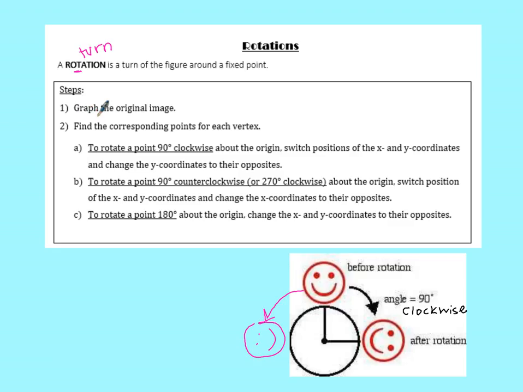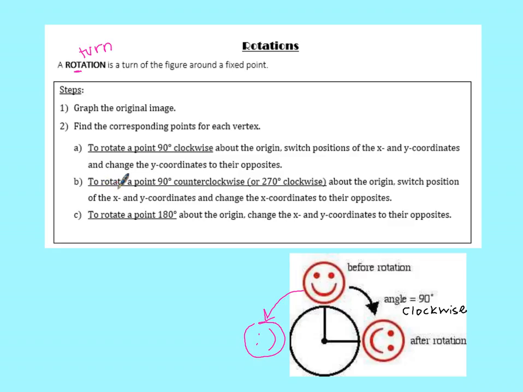So in order to actually do a rotation, first thing you want to do is graph the original image, and then we have three separate rules. To rotate a point 90 degrees clockwise, that's like our first red smiley face here, you're going to switch the positions of your x and y coordinate, and then you're just going to change the y coordinate. Just like when we changed in reflection, we just changed it from positive to negative or from negative to positive, same idea. That's all we mean by change, just flip the sign.